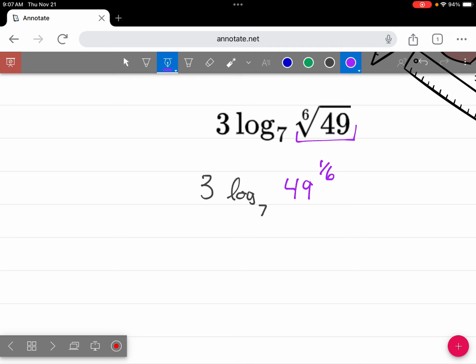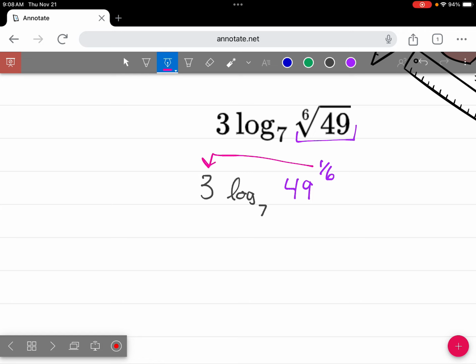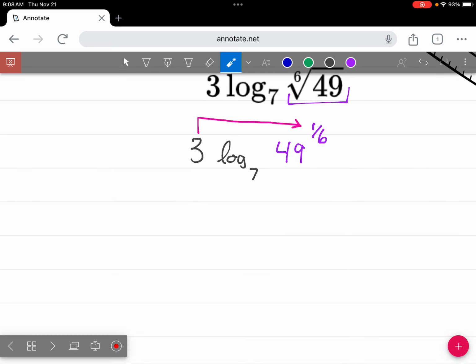I want to use the power property here, and you could use it in either direction. I could either take my exponent down to be a multiplier, or I could take this multiplier up and put it in the exponent. Either way is fine. I have a tendency to bring things in to condense it more, so I'm going to go this way. The number out in front is a power, so it multiplies against our power. So this is the same thing as log base 7 of 49 to the 3/6.